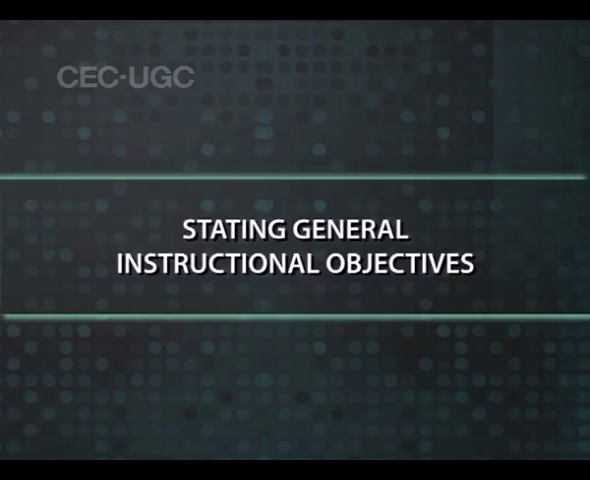Stating general instructional objectives. While preparing instructional objectives, keep in mind that we are making a list of expected outcomes of teaching learning situations. Be clear that we are not listing the learning experiences of the pupils. While preparing instructional objectives, we are listing the changes in pupils' behavior resulting from the learning experiences. Be clear that we are not describing what we intend to do during instruction. Be clear that we are making a list of the expected results or product of instruction.